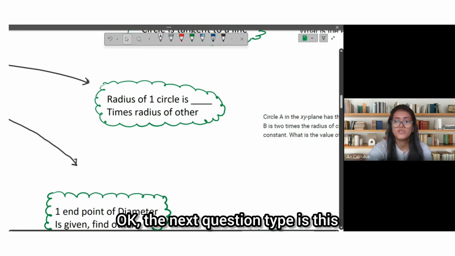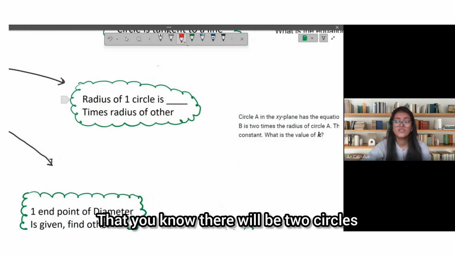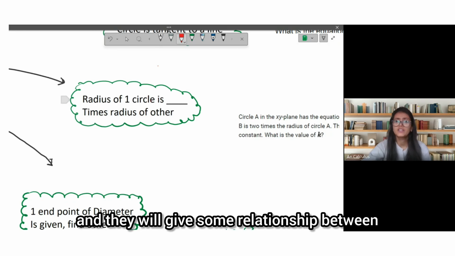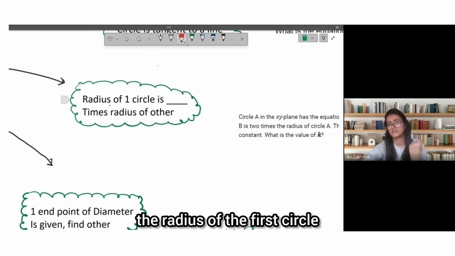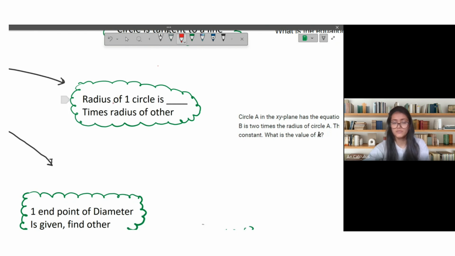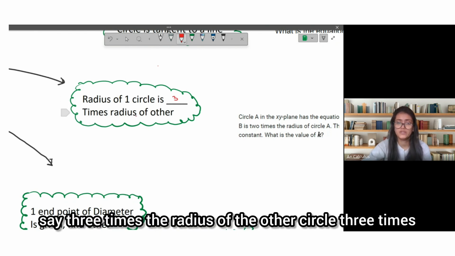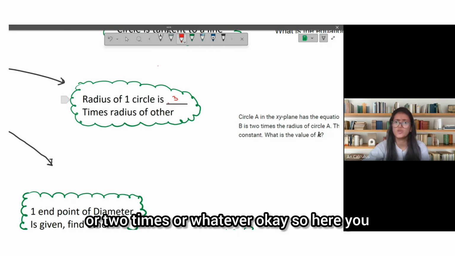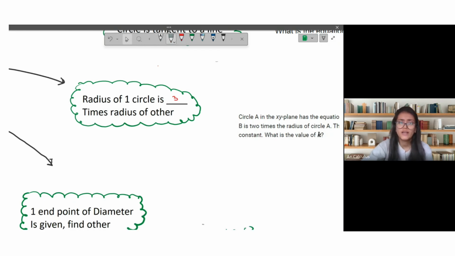Okay, the next question type is this, when they will tell you that there will be 2 circles, and they will give some relationship between the radius of the first circle and the radius of the other circle. So it says the radius of one circle is, let's say, 3 times the radius of the other circle, or 2 times or whatever. Okay, so here you could have anything. So let's look at an example.